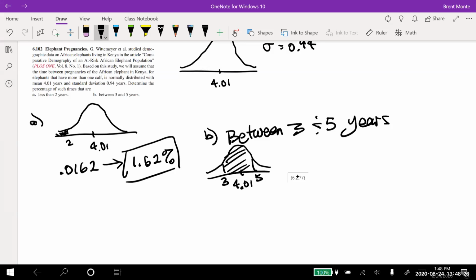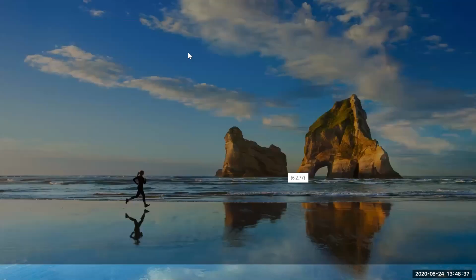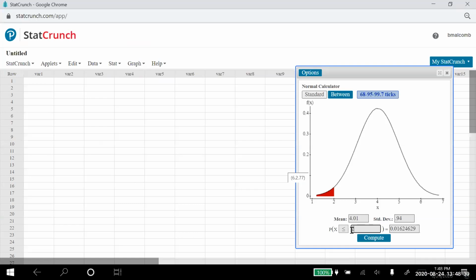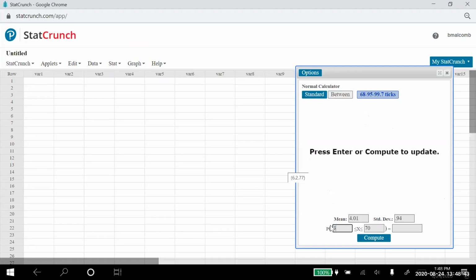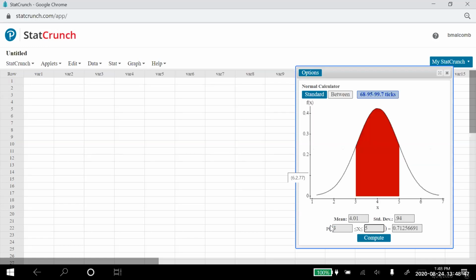So essentially, I'm looking for the probability X is between 3 and 5, if you wanted to write it out that way. So I can do it. We go back to our problem, back in StatCrunch. It's going to do all the number crunching for us. And we say between, so click on between, 3 years and 5 years. 0.7125, round up, 0.7126.